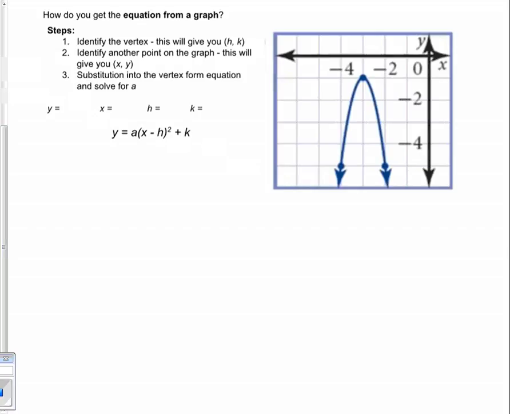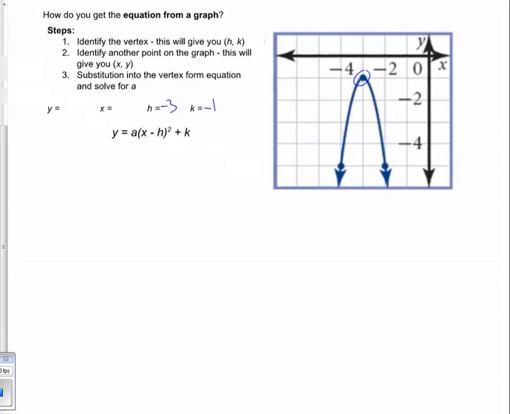How do we end up getting equations from a graph? Well, if you're given a graph, you first have to identify what the vertex is, because the vertex is going to give you your H, K value. So in this particular instance, we have a vertex here at -3, -1. So your H value is -3, and your K value is -1. Okay, and again, your vertex, just in case we were unclear, is right there.